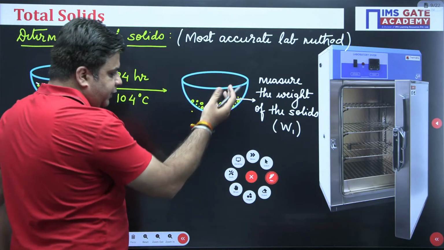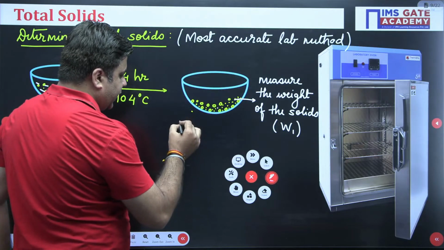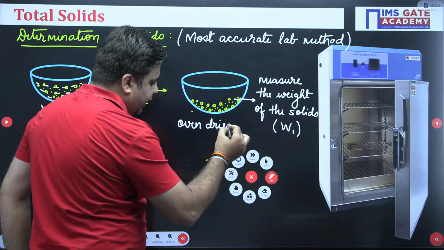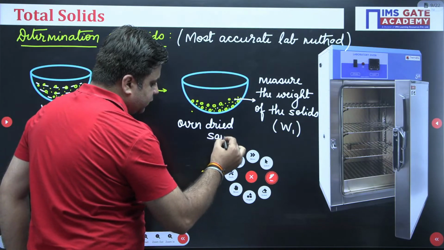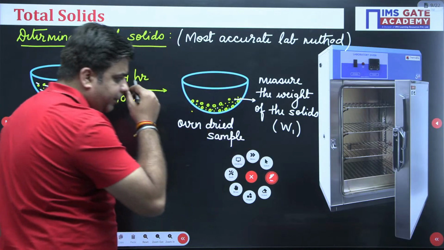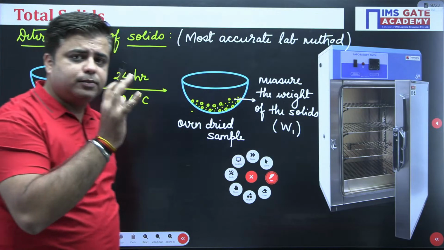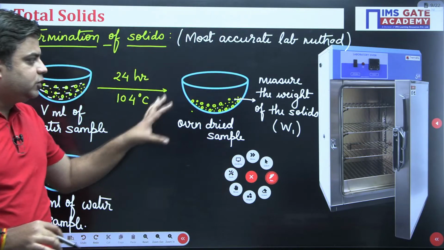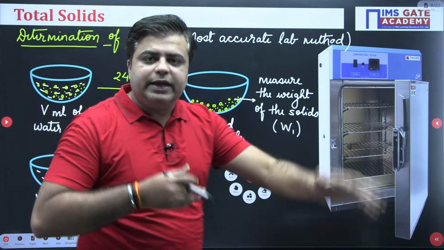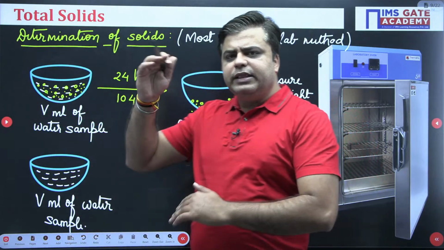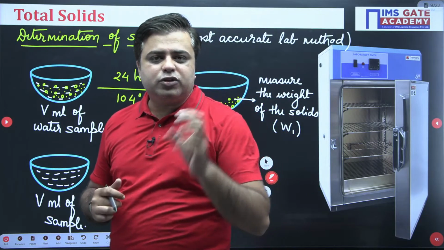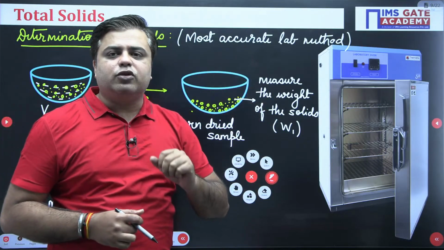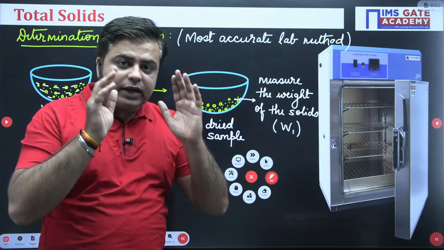This sample which we have taken out from the oven is known as the oven dried sample, right? I am writing down all the important terms that can be seen in the question. Usually if you get a question on total solids, they are going to explain the entire experiment. That's why a lengthy question is framed from this topic, and most of the time it is an easy question to attempt, but just by seeing the length of the question, students leave it. So try to understand the process.